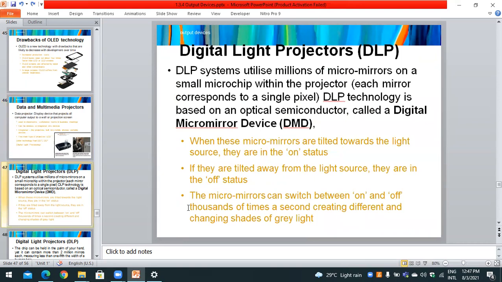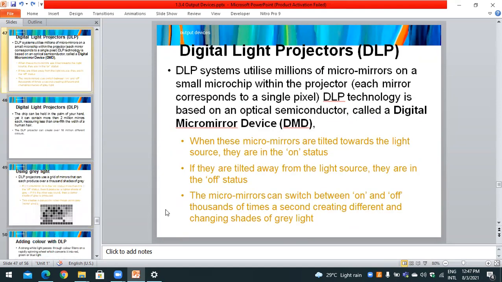Now, starting with the digital light projector DLP, and we do have only 13 minutes remaining in our class, so let's do it a little bit quicker. The system is going to utilize millions of micro mirrors on a small microchip within a projector. Each mirror corresponds to a single pixel. DLP technology is based on the optical semiconductor called digital micro mirror device (DMD).